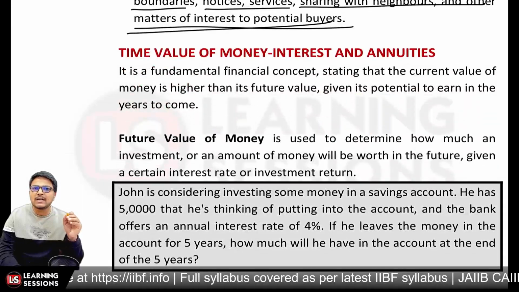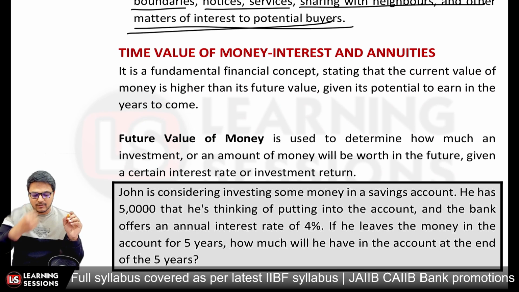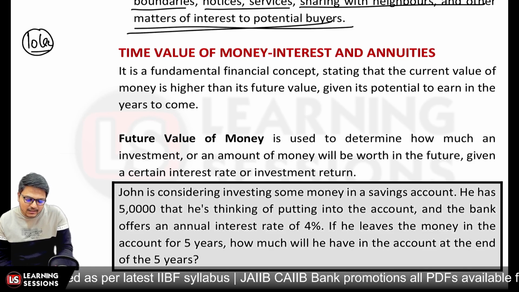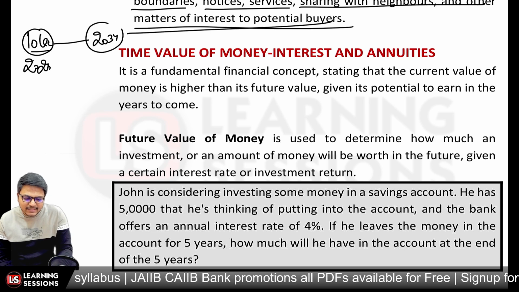After that, it's related to the time value of money, interest and annuities. Now, what do we mean by time value of money? Let's say you have rupees 10 lakh in 2024. That 10 lakh won't be worth the same after 10 years, in 2034. That's the time value of money.